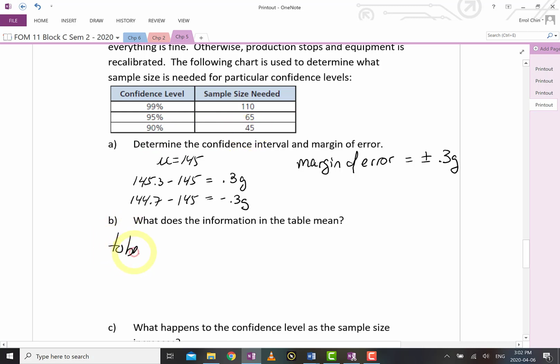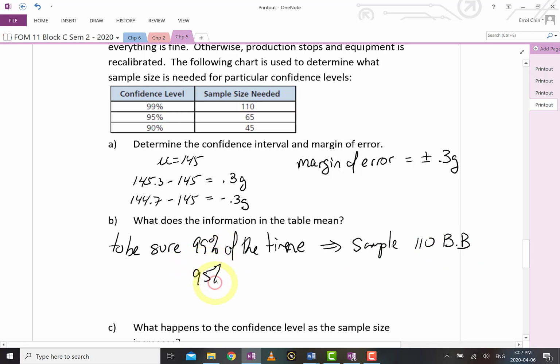So, to be sure 99% of the time, you need to sample 110 baseballs. If you only want to be confident 95% of the time, well, you don't have to sample so many. You only sample 65. And if you only want to be confident 90%, well, then you only sample 45.